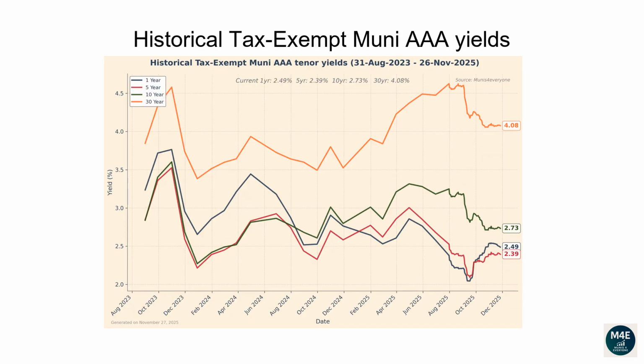This line plot and the next plot show how each tenor of the muni yield curve has changed over time. From the 31st of August 2023 to the 26th of November 2025, the 1-year yield has dropped from 3.24 to 2.49. The 5-year yield has dropped from 2.85 to 2.39. The 10-year yield has dropped from 2.84 to 2.73. The 30-year yield has increased from 3.85 to 4.08.